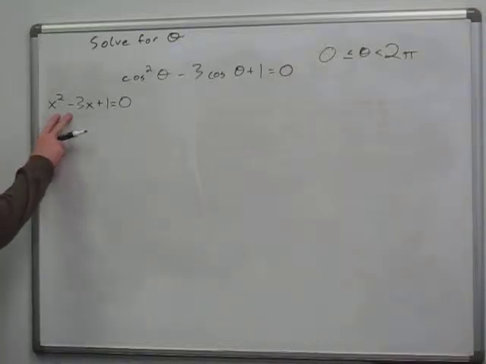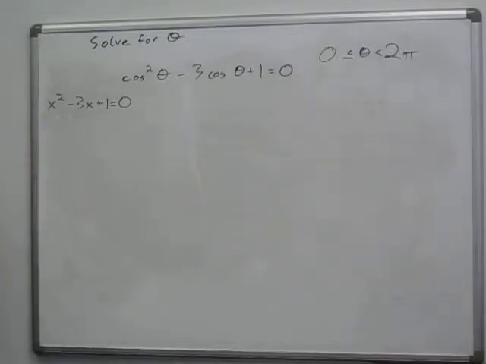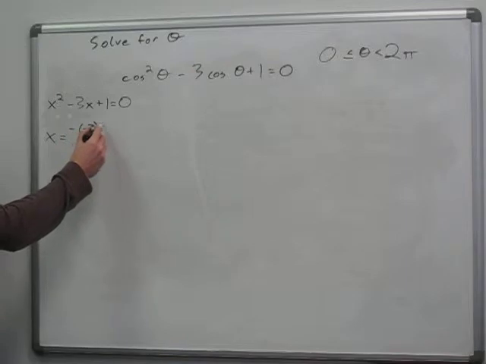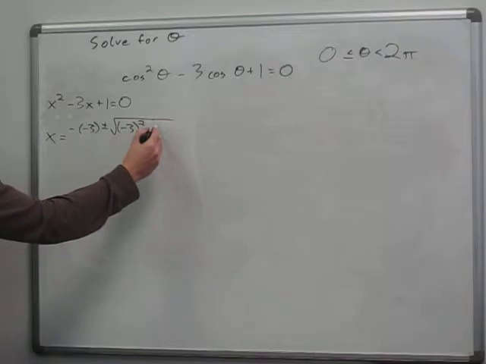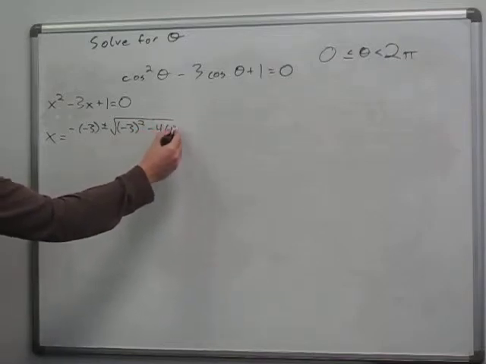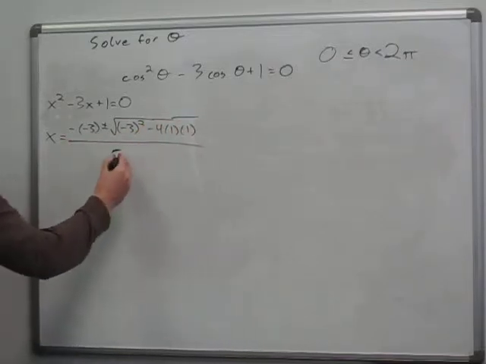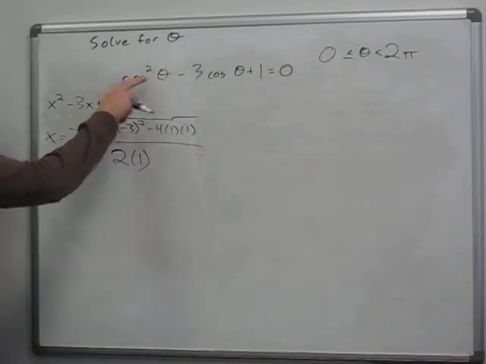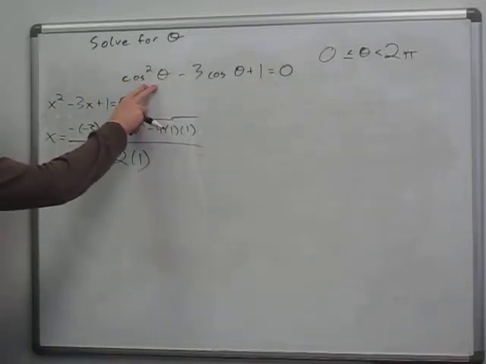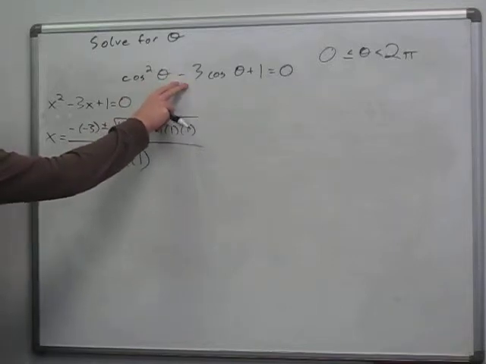If I was confronted with x squared minus 3x plus 1, I would try and factor it, and recognizing that it isn't factorable, then I would use the quadratic formula, right? Negative b plus or minus square root b squared minus 4ac, all over 2a. And realizing that the form of these two equations are similar, I'll use the quadratic formula on this equation.